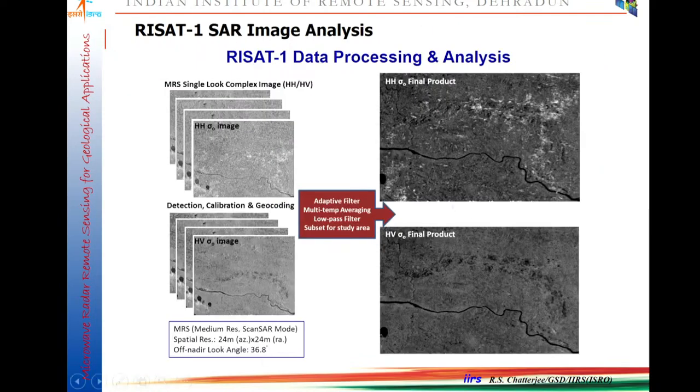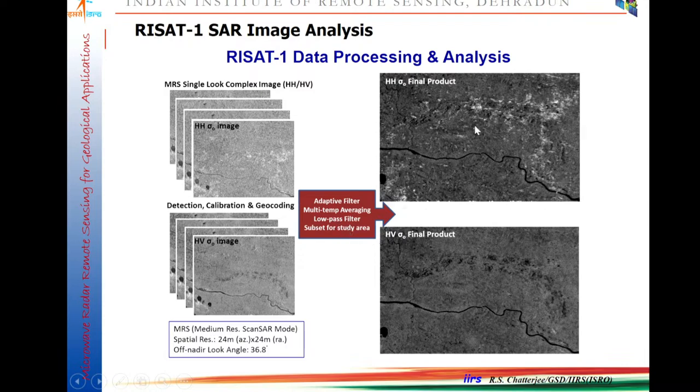Now see an example of a RISAT-1 image. You see there are HH polarization and HV polarization, so two beam modes images we have used here. One is HH and one is HV. HV is a cross-polarized image and HH is a like-polarized image. Now for improving the spatial resolution, we have done some processing steps like adaptive filtering, multitemporal averaging, low pass filtering. Then we have subset this area.